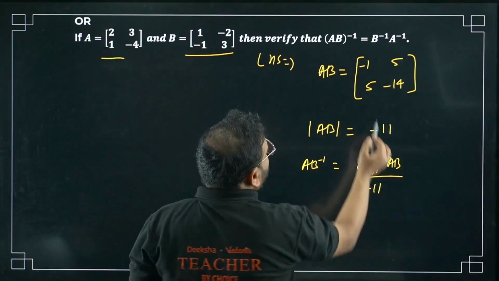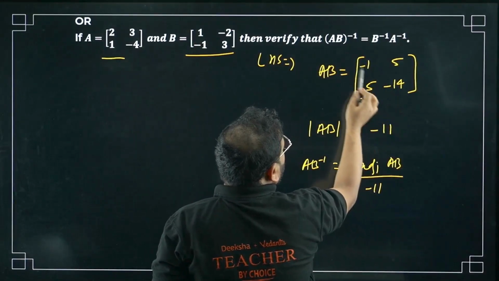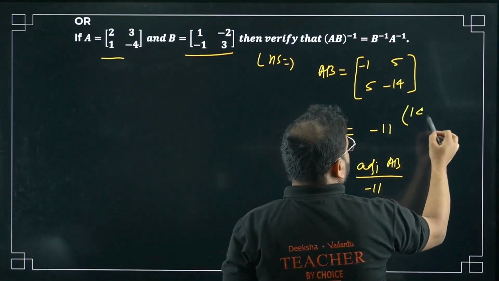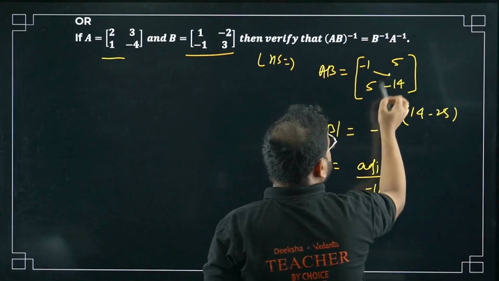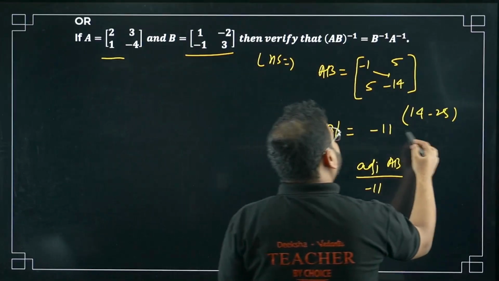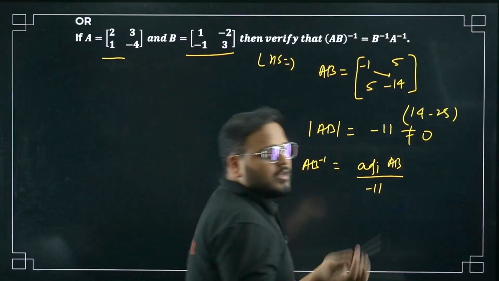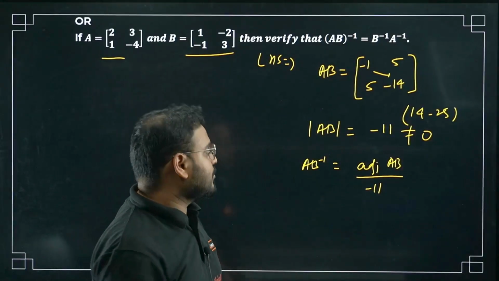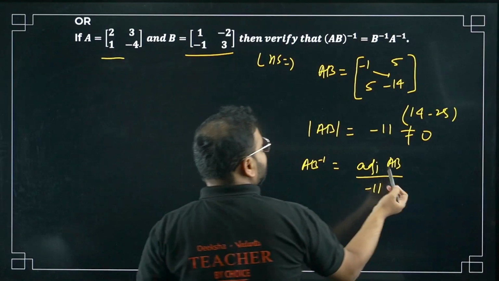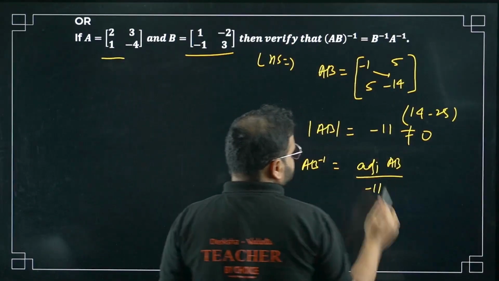Okay, check the determinant. Plus 14 minus 25. Correct, now this into this minus 5 into 5. How much is that? Minus 11, which is not equal to 0, means non-singular. So the determinant will exist, so AB inverse will exist. Okay, what is that going to be? Adjoint AB by the value minus 11.